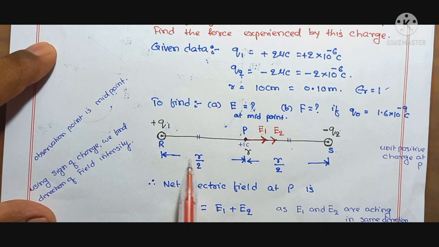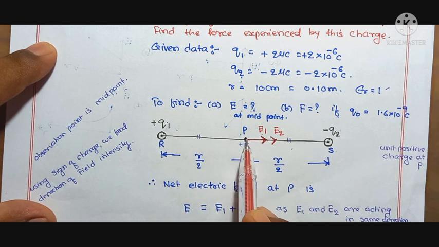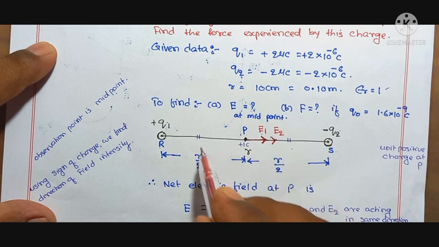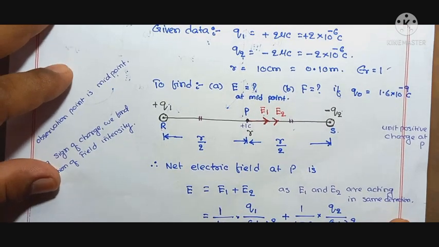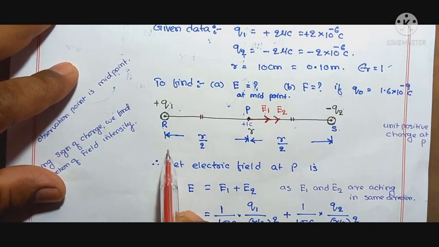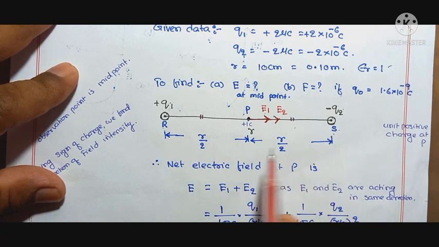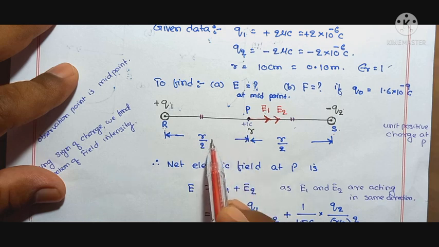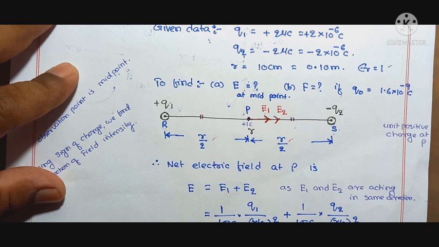Midpoint means, suppose center to center distance is r and P is the midpoint, means from this distance to P and this distance to here, are equal. So this distance is equal to this distance. Therefore, from distance R to S is R. So R to P is R by 2. P to S is R by 2.